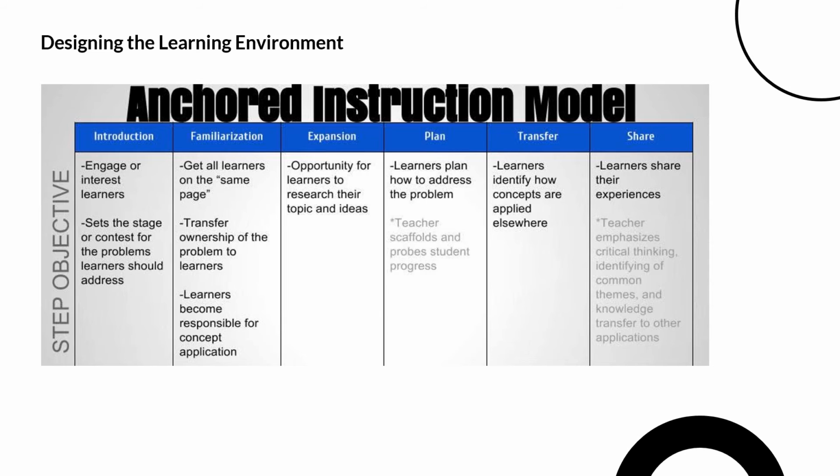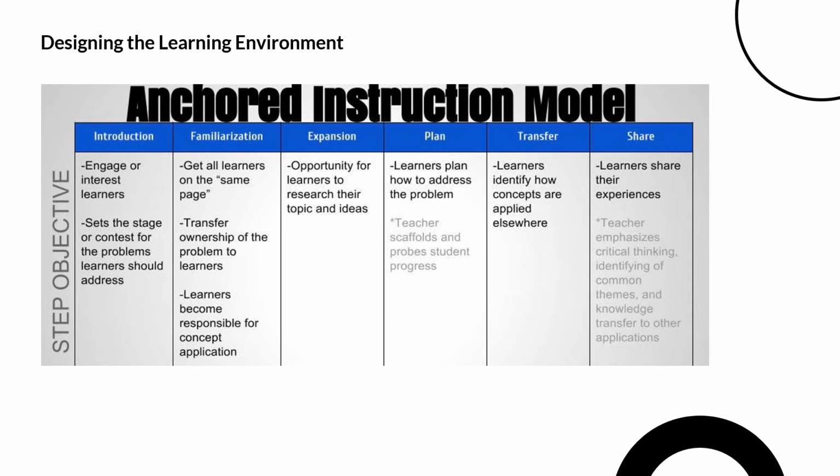The anchored instruction model has 6 steps through which the students transition as the anchored instruction project is completed. Each step is vital and facilitates a different learning goal. The introduction step engages learners. The familiarization step gets learners familiar with the topic of the project.